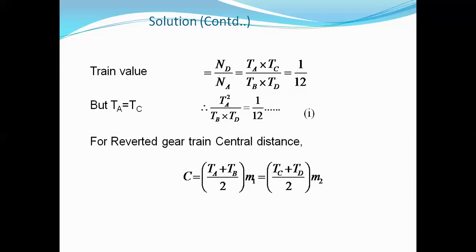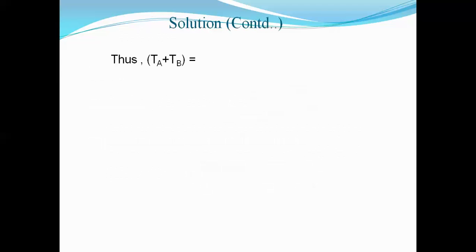Since M is equal to D by T, we write TC into M2 plus TD into M2 divided by 2. Taking M2 common, we get (TC plus TD) divided by 2. Here the C value is known, 300. So the first equation: (TA plus TB) divided by 2 into M1, which is 5, is equal to 300.